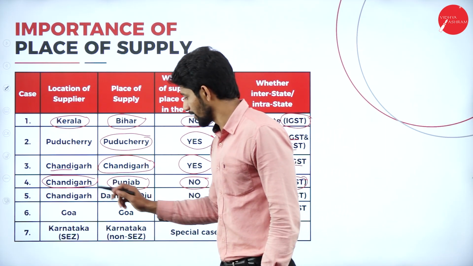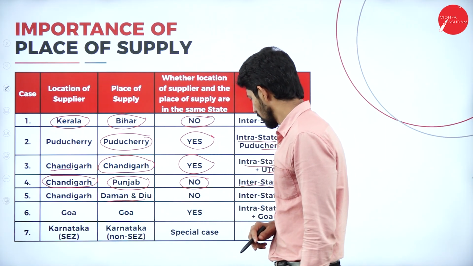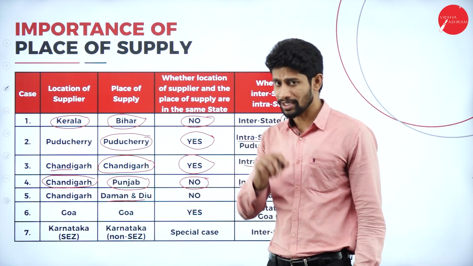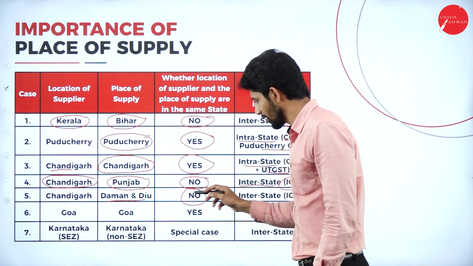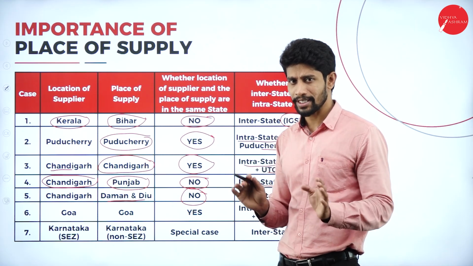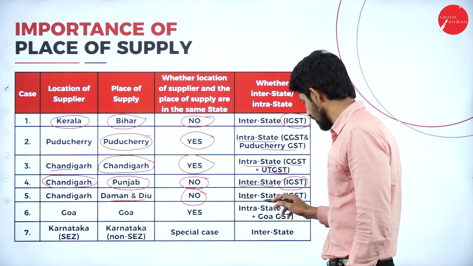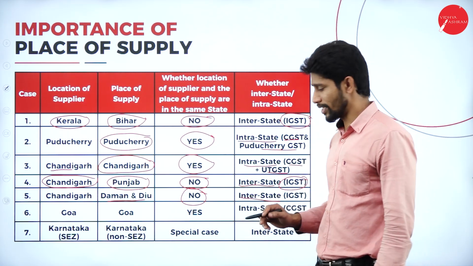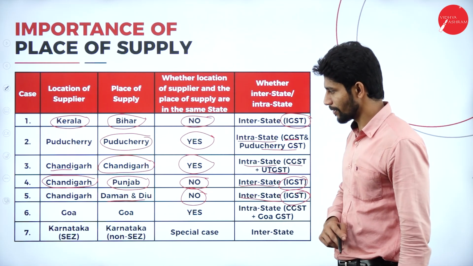Next, Chandigarh to Daman and Diu. He is in Chandigarh supplying to Daman and Diu. So it is not in the same state. The transaction is not happening in the same state, right? So what kind of transaction? Interstate. What is applicable? IGST is applicable.